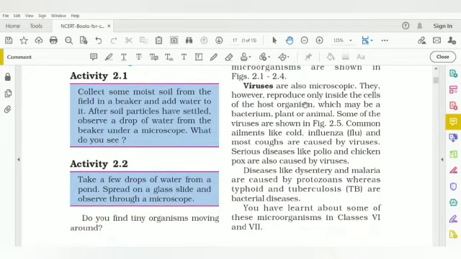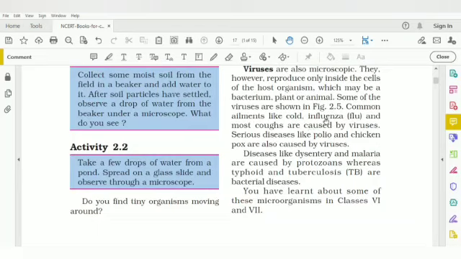Viruses are microscopic, and they are the smallest of all the microorganisms. They reproduce only inside the cell of a host organism, which may be a bacterium, plant, or an animal. So they cannot reproduce by themselves, they need a host body to reproduce. Let me tell you some examples. Common ailments like cold, influenza, flu, and most coughs are caused by viruses. Serious diseases like polio and chickenpox are also caused by viruses.